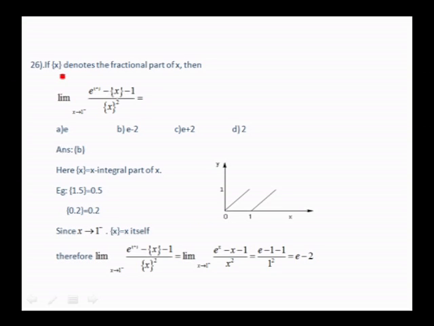If the bracket denotes the fractional part of x, then limit of e to the power of fractional part of x minus fractional part of x minus 1 over fractional part of x whole square is equal to. So when such a problem comes, you must understand the fractional part and integral part well. Suppose I take 2.5, the integral part of this is 2. So the greatest integer less than or equal to 2.5.